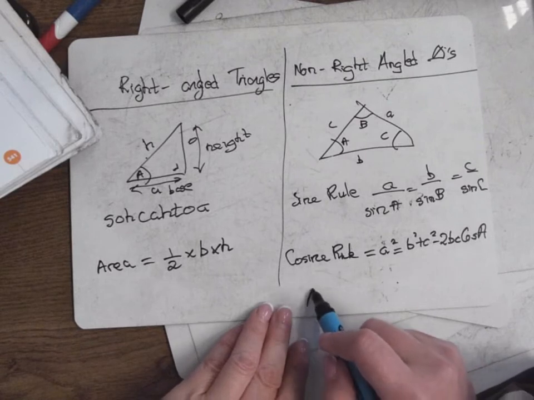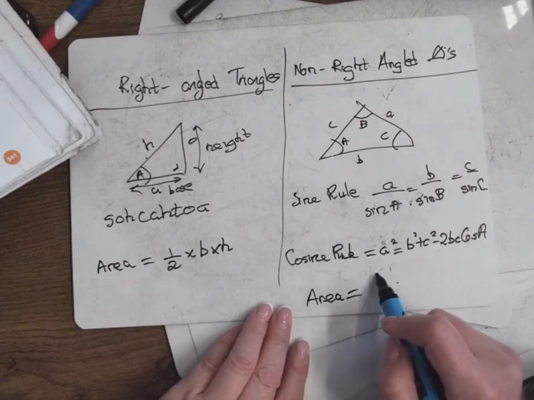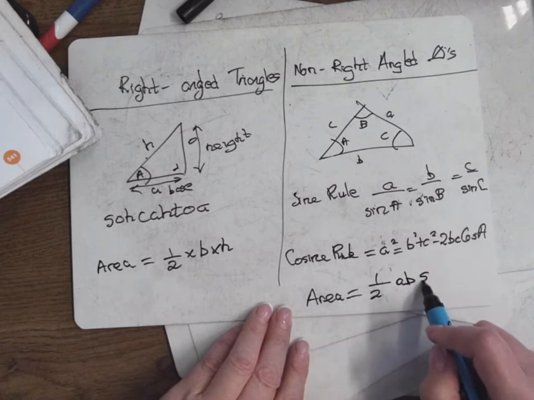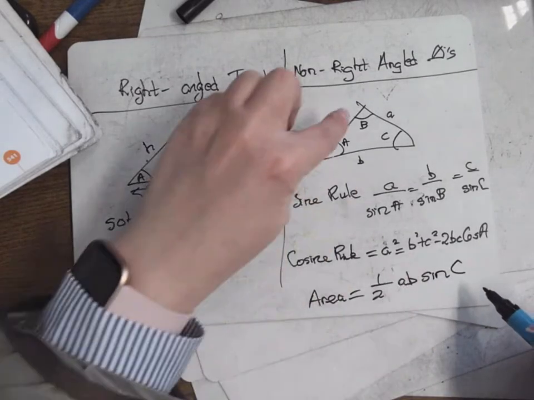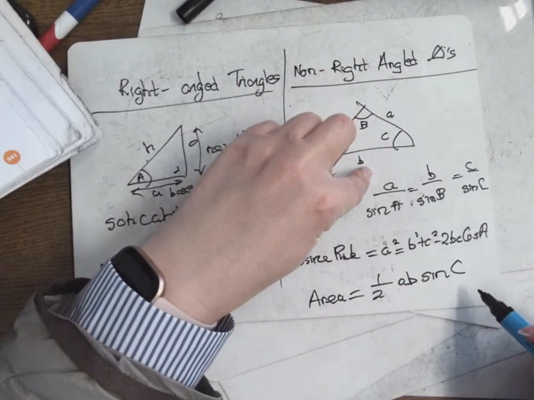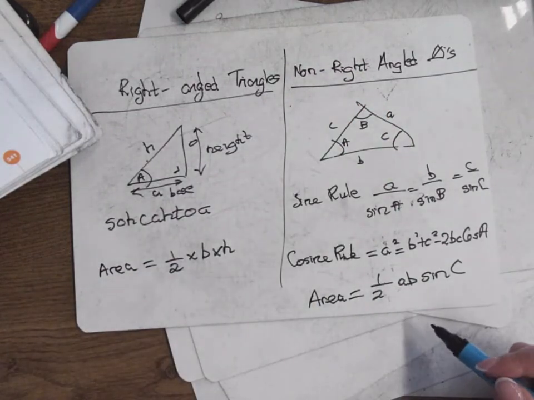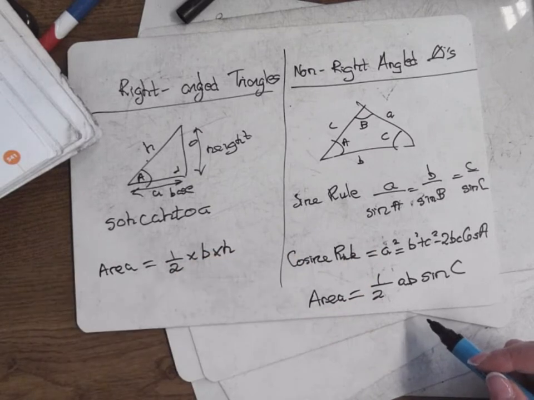The second thing we have for a non-right angle triangle is a lovely formula to get the area. It's a half AB sine C. So it's the length of the line A multiplied by the length of the line B multiplied by sine of the included angle multiplied by a half. Don't forget that formula. People forget it all the time, and it's just a formula you need to fill in.